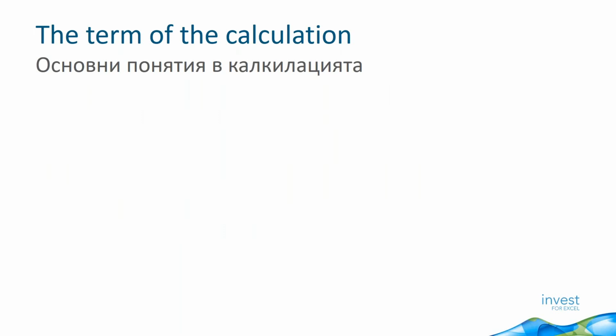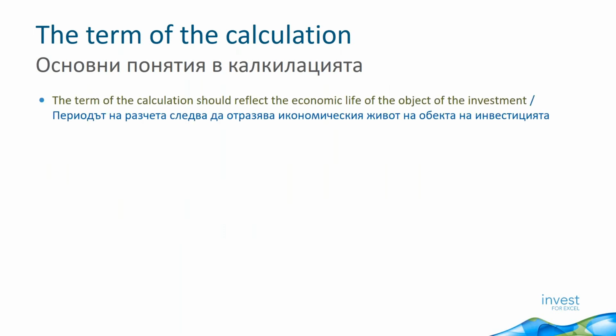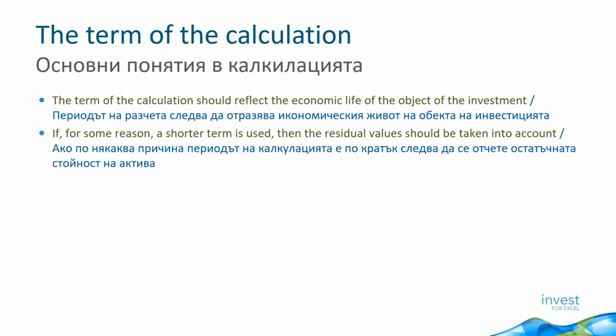First, some words about the term of the calculation. So the term of the calculation should reflect the economic life of the object of the investment. So how long is it economically feasible to use the object? Can you use it for 5 years, 10 years, 20 years? So that's how long the calculation should be. And it's not necessarily the same as the accounting depreciation time, and it's not necessarily the same as the technical life expectation. You have to consider how long it's feasible to use it. And if for some reason a shorter term is used, then the residual value should be taken into account.